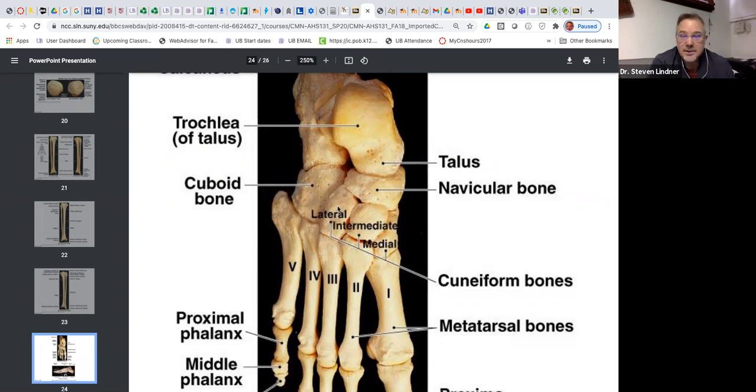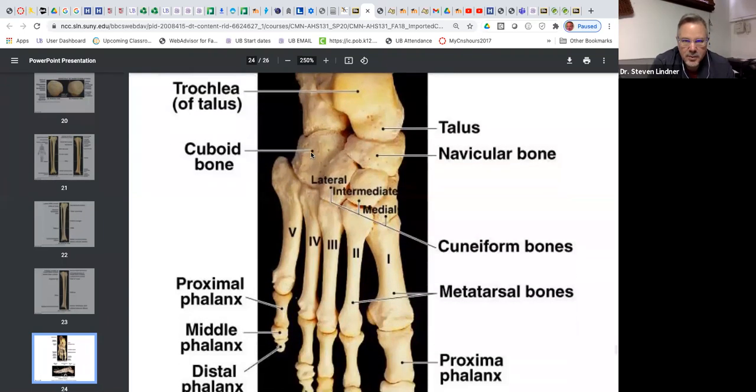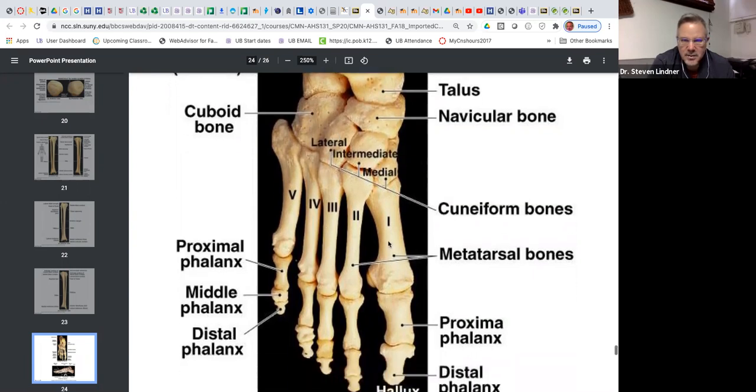And then lateral to the lateral cuneiform is a cuboid bone. The cuboid bone articulates with the navicular, the lateral cuneiform, and the talus. And the cuboid also articulates with the fourth and fifth metatarsal, whereas cuneiform 1 articulates with the first metatarsal, cuneiform 2 with the second metatarsal, cuneiform 3 with the third metatarsal. So 1, 2, 3, 4, 5, these are the metatarsals.